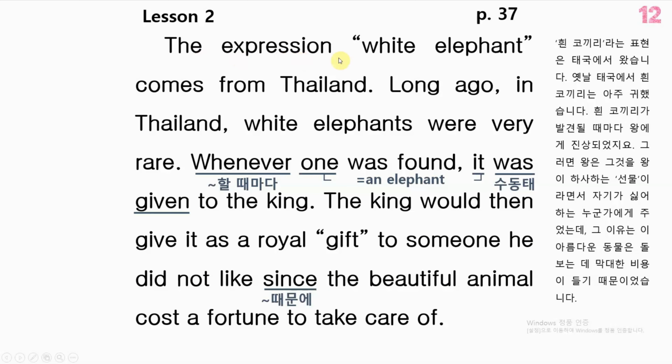The expression white elephant comes from Thailand. Long ago, in Thailand, white elephants were very rare. Whenever one was found, it was given to the king. The king would then give it as a royal gift to someone he did not like, since the beautiful animal cost a fortune to take care of.